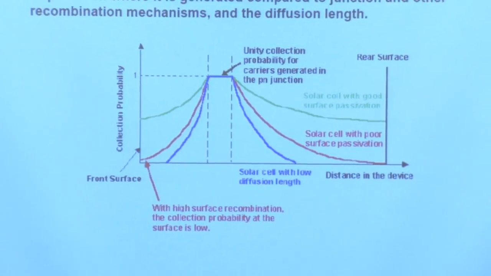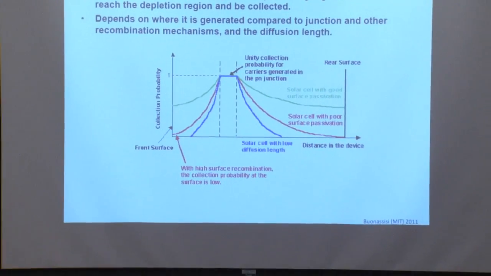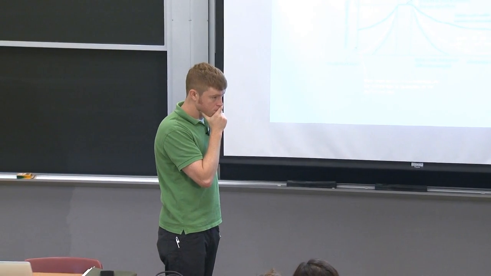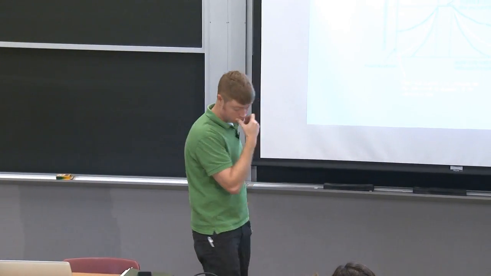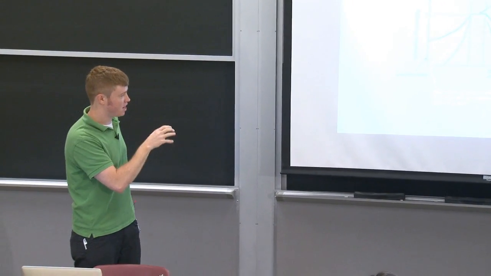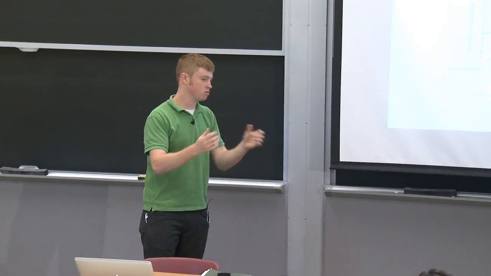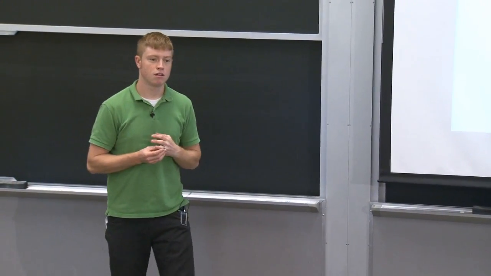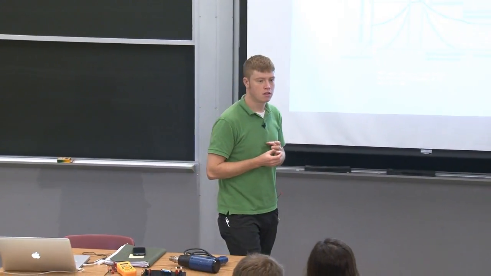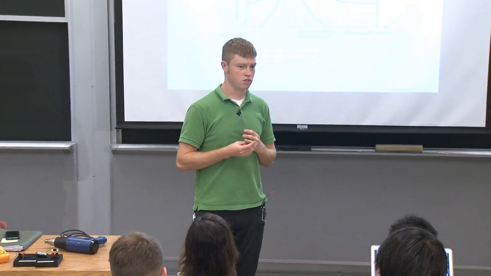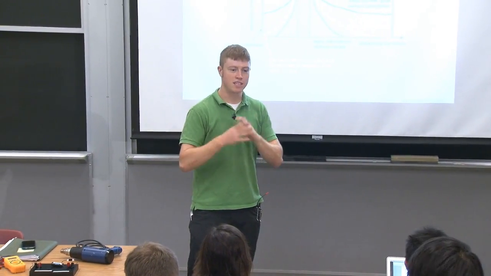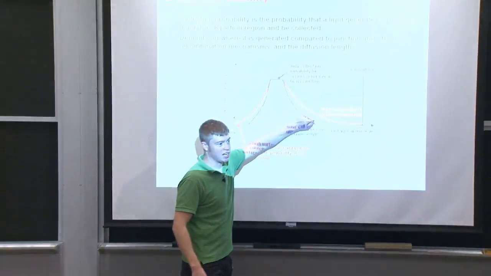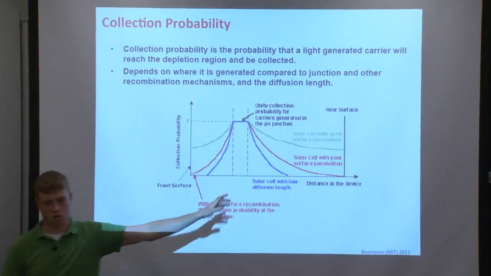Just to follow up, does collection mean collected by the front contact to be used in your external circuit? Right here, it's technically defined as reaching the junction and being separated, which in essence will hopefully be the same thing. Is surface passivation sort of like diffusion? It can affect the diffusion length, or the effective diffusion length. We'll get to that a bit later. This is just showing that there are a lot of different material parameters, not just your diffusion length, that can really affect your device performance and your collection probability.